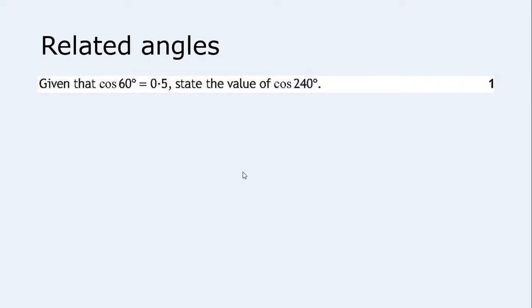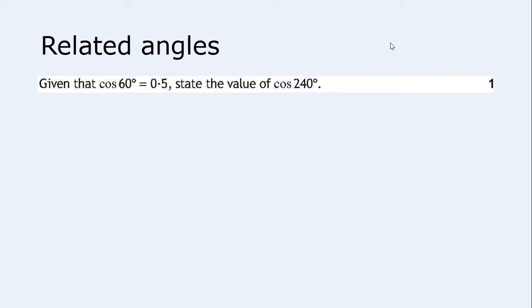Okay, a different question. So we're going to look in today's lesson at related angles. So these are angles that, as you'll see, are in some way related. So this is what it'll look like in the test. It'll say, given that cos of 60 degrees is 0.5, state what the value of cos 240 is.